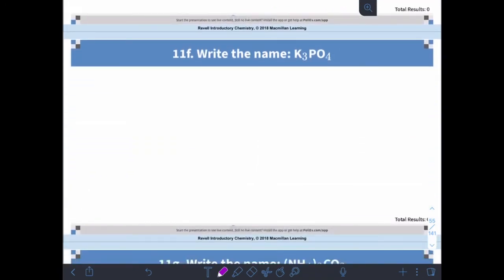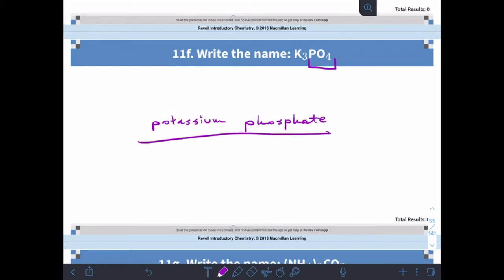All right, 11F. So more than 2 elements. This part right here is the phosphate ion. Potassium is one that only makes a single charge, so we just list it without a Roman numeral. Potassium phosphate.